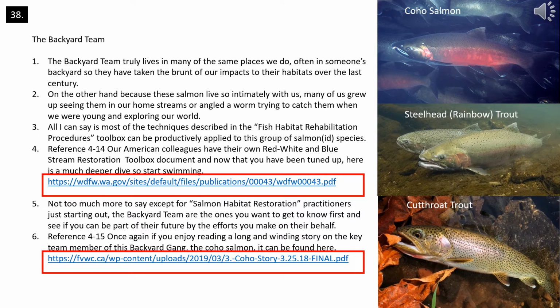All I can say is most of the techniques described in the Fish Habitat Rehabilitation Procedures Toolbox can be applied to this group of salmon. Not too much more to say except for salmon habitat practitioners just starting out. The backyard team are the ones you want to get to know first and see if you can be part of their future by the efforts you make on their behalf.